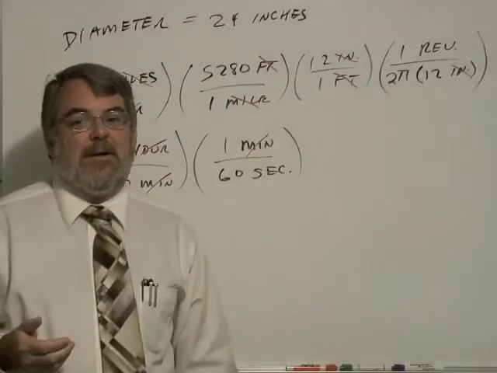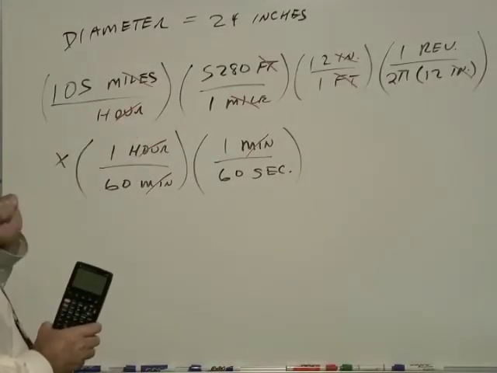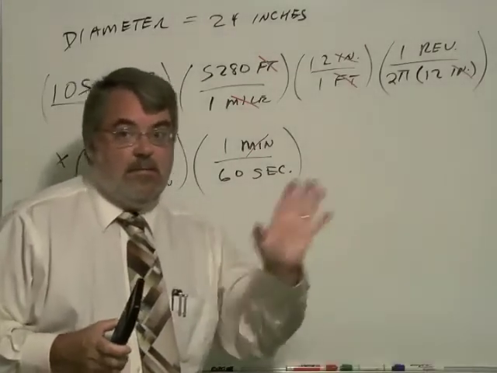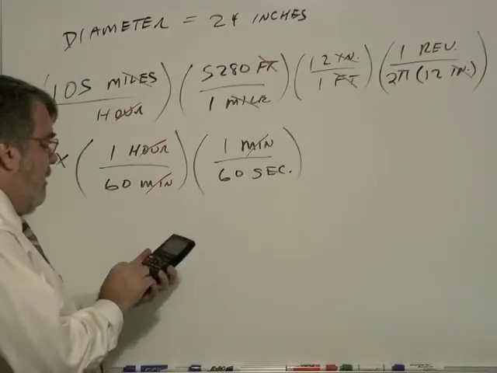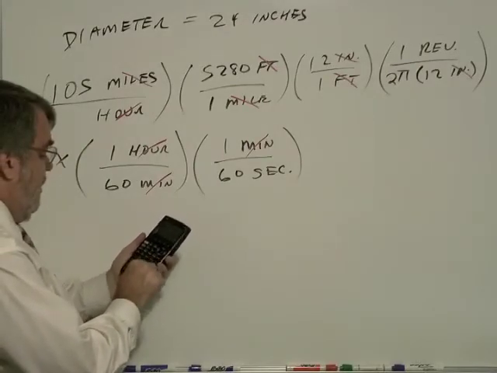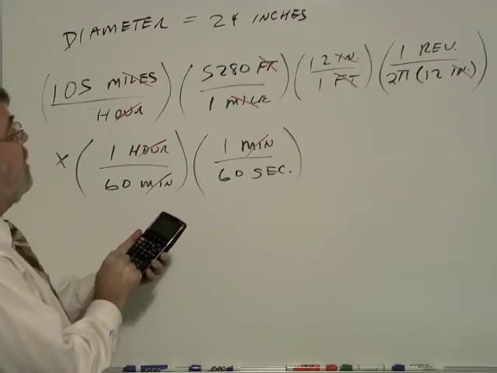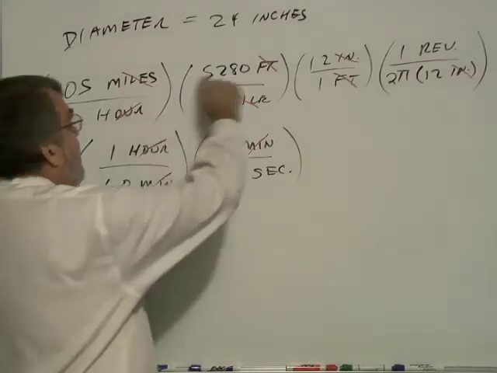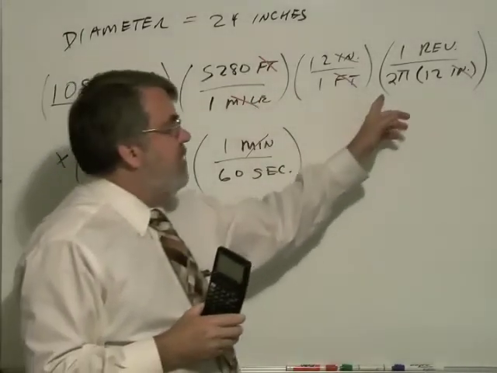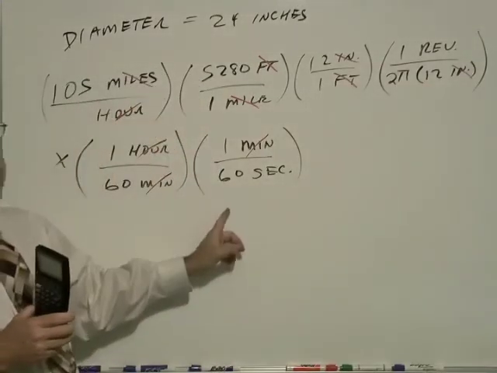Alright, so let's do this calculation. And one mistake people make is in calculating with the denominator. So pay attention to this. Here's how I'm going to enter it. 105 times 5,280 times 12. Now that took care of the numerators. Now when I divide, I'm dividing by 2, dividing by pi, dividing by 12, dividing by 60, divided by 60.